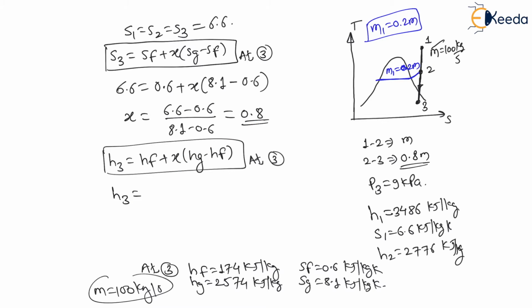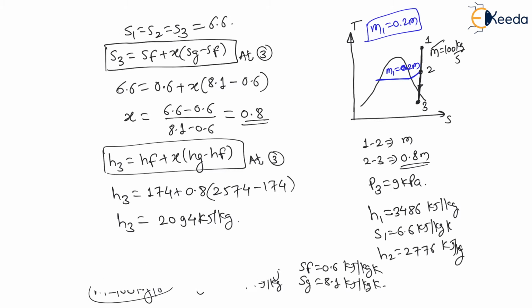Therefore H3 is equal to Hf, which is 174, plus dryness fraction 0.8 into Hg, which is 2574, minus Hf, 174. Now if I find this H3, you will find H3 is equal to 2094 kilojoule per kg. This will be the value of H3. Now my dear students, here we have calculated all the enthalpies, H1, H2 and H3, all values we have now. Now let us find the turbine exit.